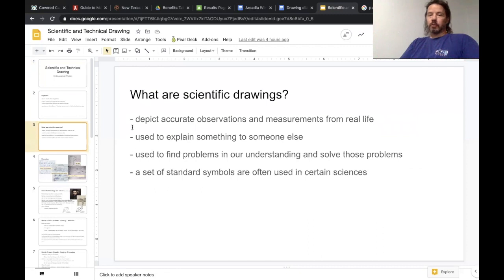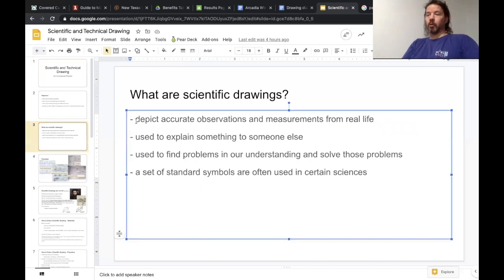What are scientific drawings? They are primarily a way of recording an observation. Hey, that's what we're about in science. So we're going to depict accurate observations and measurements. We're going to use it to explain something to someone else. We're going to use it to find problems in our understanding and or solve those problems. And it also comes with a standard set of symbols often used in that specific scientific field.